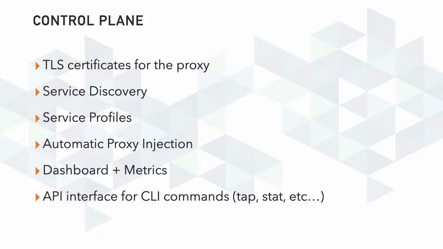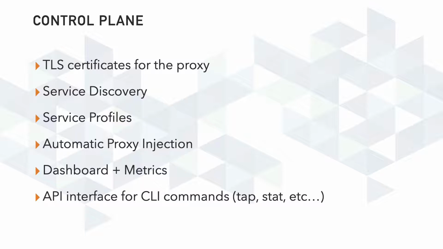It takes care of issuing and providing TLS certificates for the proxy, because all proxy-to-proxy communication is encrypted by default. It provides service discovery through DNS as well as Kubernetes primitives. It provides service profiles, so you can set rules like timeouts and retries per service. It gives you automatic proxy injection, so there's a proxy injector component that takes care of that.